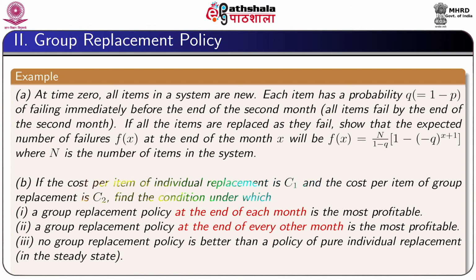Now, if the cost per item of individual replacement is C_1 and cost per item of group replacement is C_2, then we have to find under which condition a group replacement policy at the end of each month is most profitable, and also we have to find when a group replacement policy at the end of every other month is most profitable, and the condition under which no group replacement policy is better than a policy of pure individual replacement in the steady state.